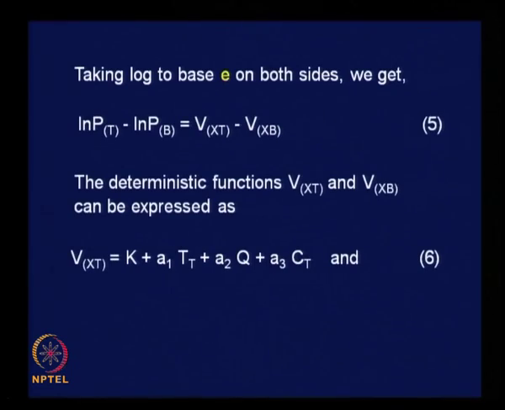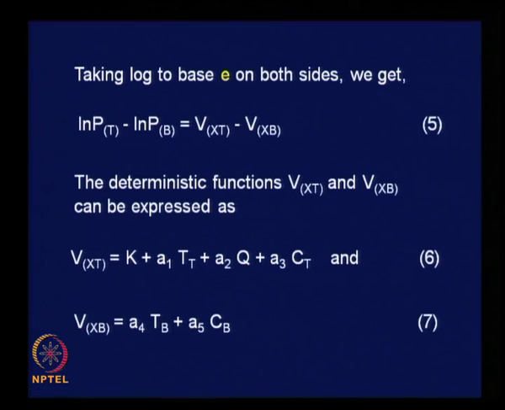So q is nothing but a dummy variable to take into account the preference of travelers towards train when the travel distance is relatively more. This has to be brought into the modeling process, otherwise we will not be able to explain the actual mode choice situation which exists in practice. That is the reason why we have introduced q here, particularly for Vxt, utility function for train.